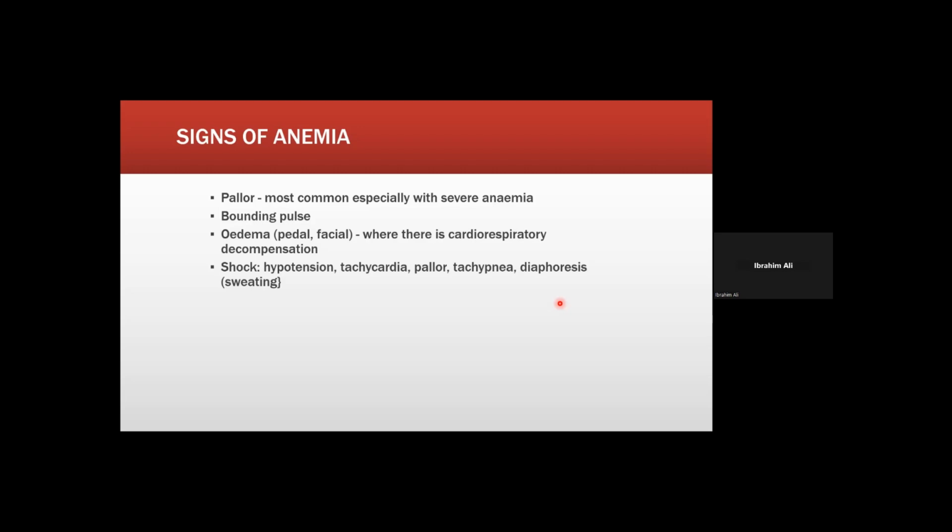Also you will see edema, as I already told you, like pillow edema, the one of the leg, and the facial edema. In the face, you'll see puffiness. And then we'll have the signs of shock like hypotension, tachypnea, and excessive sweating as well. Now that is for anemia.